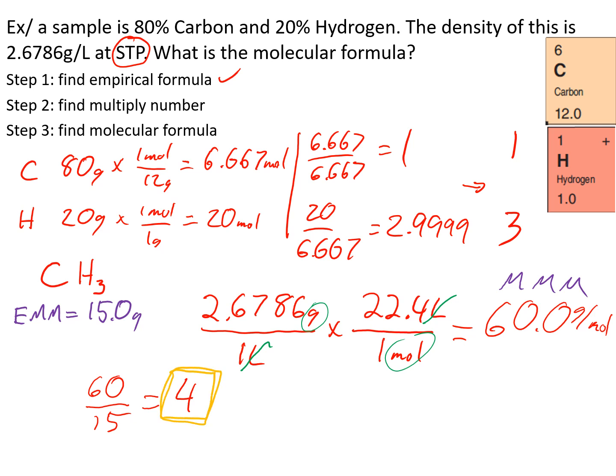It took me a little bit longer to get it, but we did get it. Okay. So now that I have my multiply number, I'm going to multiply it by my empirical formula. So 4 times 1 is going to be C4. 4 times 3 is going to be H12. Okay, and so that's how we do this one.